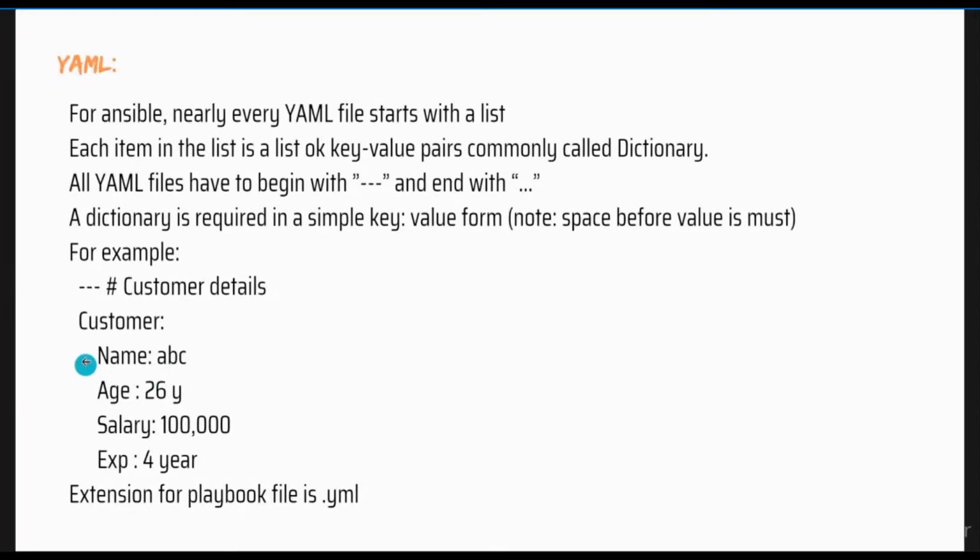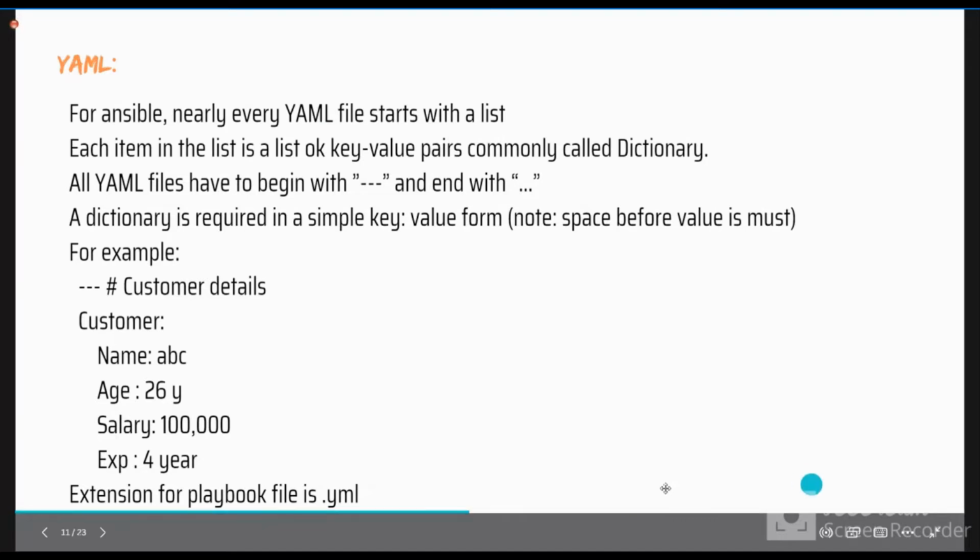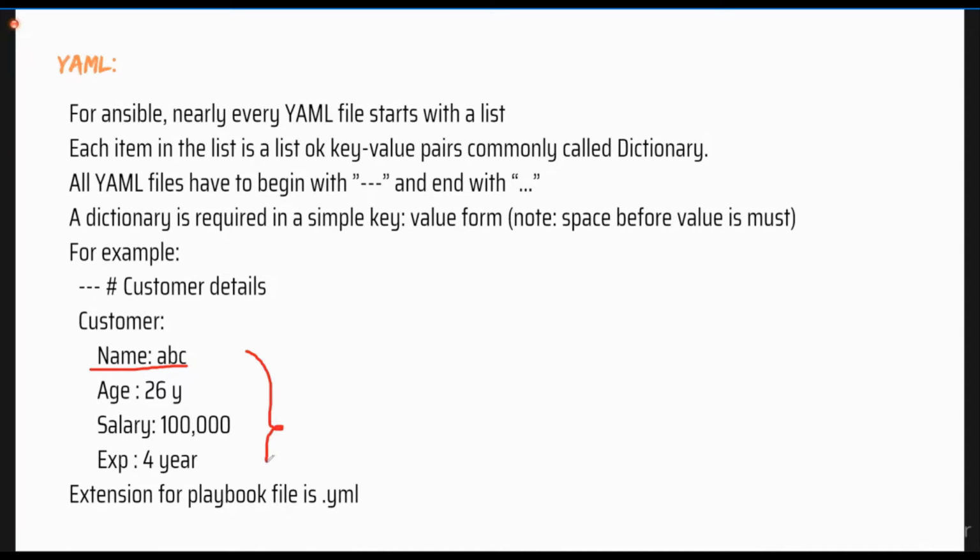So the meaning of list is this. Name is equal to ABC. Basically, this is a key value pair. As I said in the previous class, this will be your key value pair. But if you have n number of key value pairs in a single order, we are going to call it a list. Name and ABC are your key value pair. If you have n number of lines similar to this, we call it a list. Next, each item in the list is a key value pair, commonly called a dictionary. We all know key value pair is also called a dictionary.